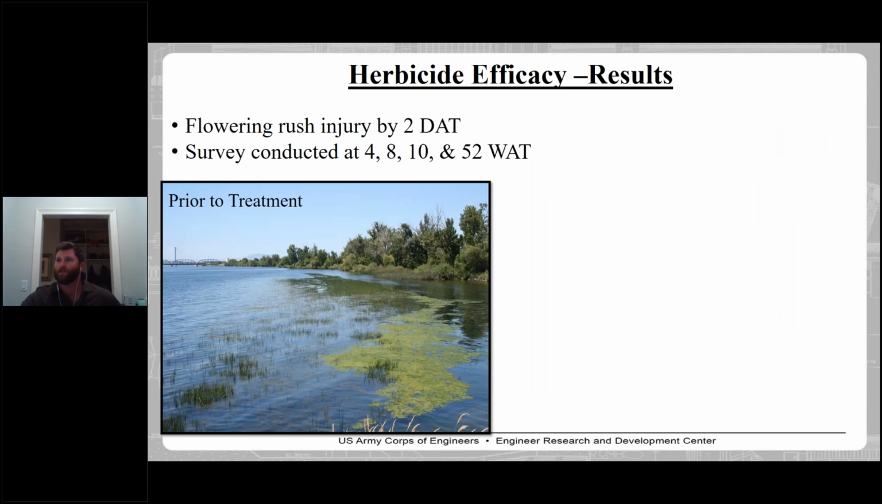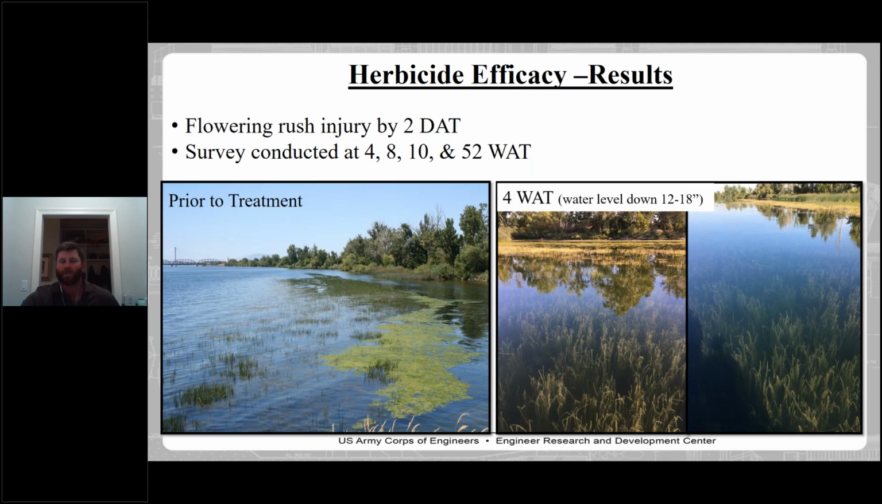So jumping into the results of herbicide efficacy, how did our treatment do? Well, this was our plot prior to treatment. Following treatment, we were able to see flowering rush injury start to develop by as little as 2 days after treatment. We did vegetation assessments at 4, 8, 10, and 52 weeks after treatment.